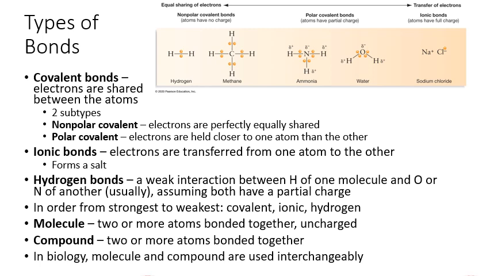Then once you've got bonds formed between atoms, that creates a molecule or a compound. If we want to get technical, the chemistry definition is that a molecule is multiple atoms bonded together and they're not charged. A compound is multiple atoms bonded together and they could be charged or they might not be charged. So technically there's a difference between those two words.